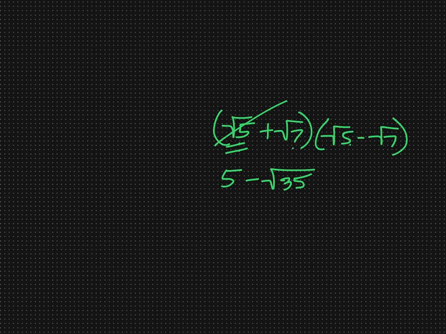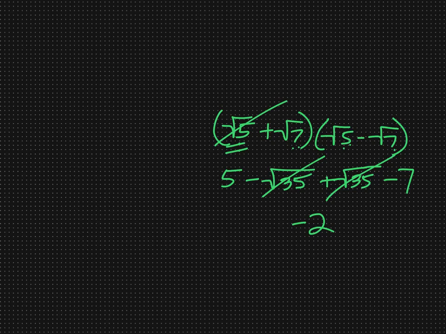What's positive root 7 times root 5? Well, it'd be positive square root of 35. What's positive root 7 times negative root 7? Negative 7, that's right. And lo and behold, it happens again. Negative square root of 35 and square root of 35 cancel. And 5 minus 7 is negative 2.